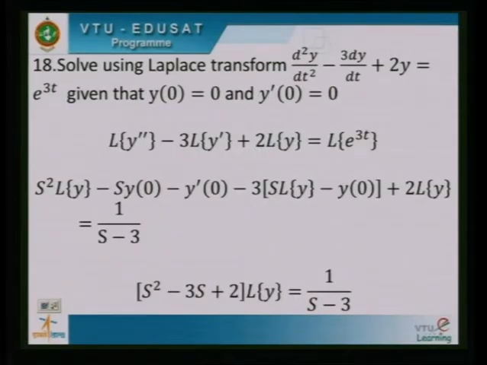Next problem: solve using the Laplace transform d squared y by dt squared minus 3 dy by dt plus 2y is equal to e to the power of 3t, given that y of 0 is equal to 0 and y dash of 0 is equal to 0. So what is the given equation? The given equation is d squared.